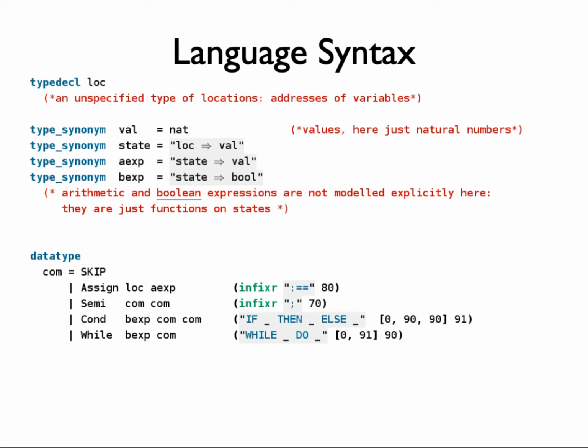So if you look now at the bottom, that datatype says, well, a command can be skip, which of course is a no-op, or assign, which is an assignment, and you just give it a location and an arithmetic expression. And the idea here, and remember the arithmetic expression is not given syntactically, but by a function that will map a state to a value. So the idea is you map the current state to a value and plug that value into the location. That's what you want it to do.